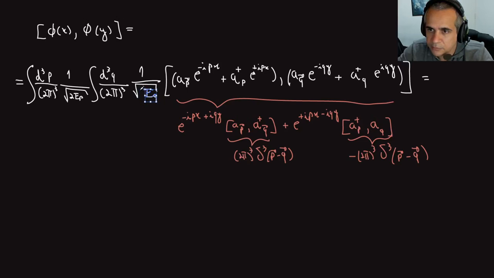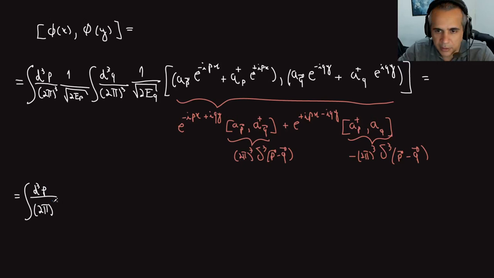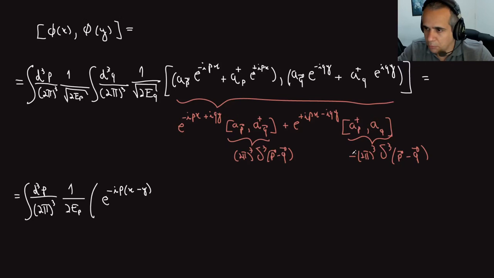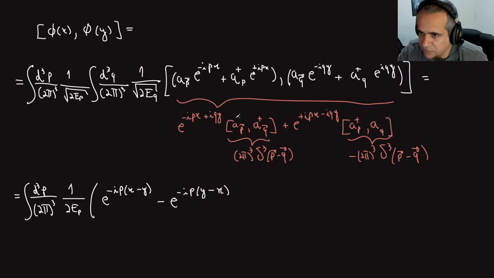This becomes just the integral d3p over 2 pi cubed, 1 over 2 Ep, because I can put these two together, right? And exponentials. So the first one is just exponential minus ip dot (x minus y), since p and q are the same now. Then the second exponential is minus ip dot (y minus x), just because the sign is the opposite here, right?